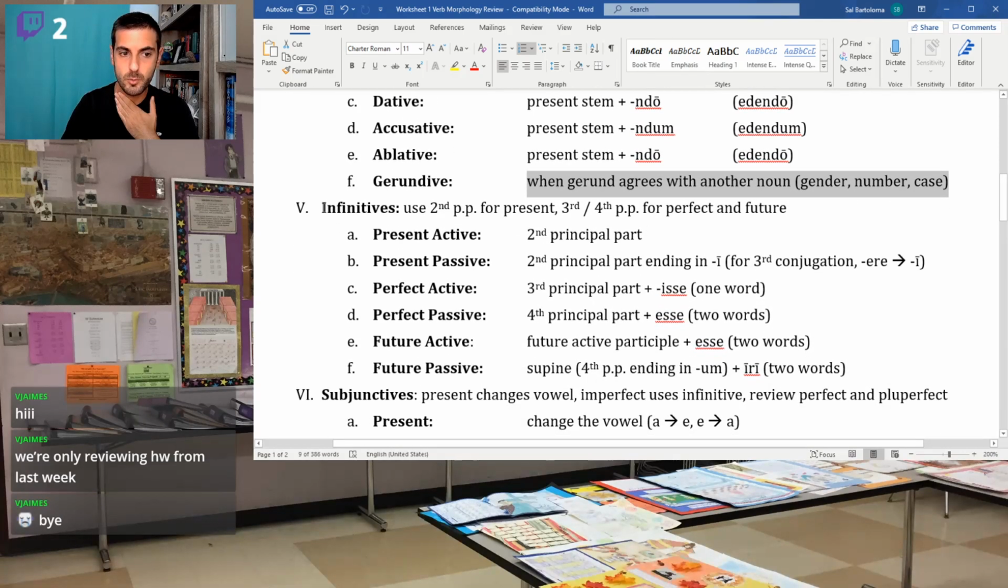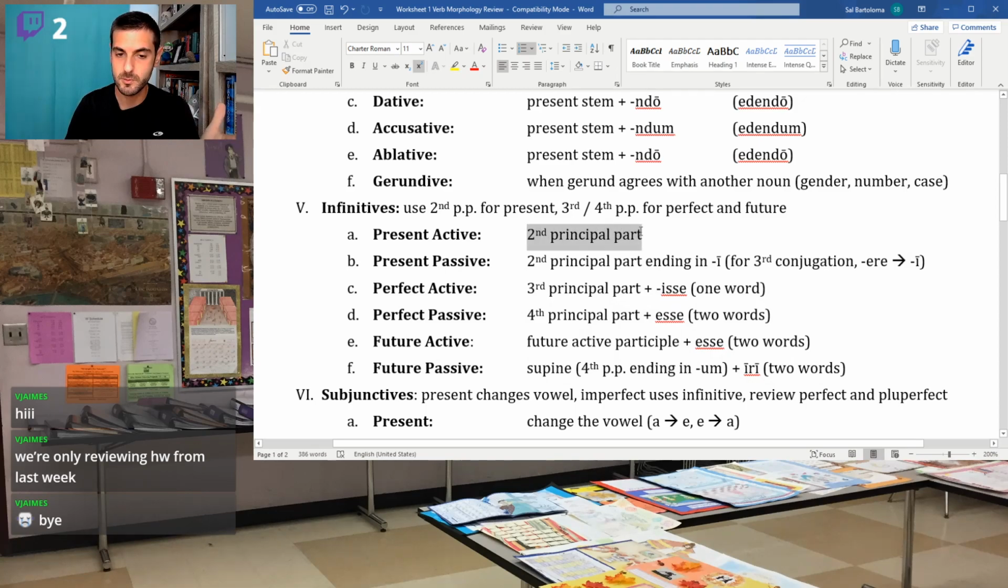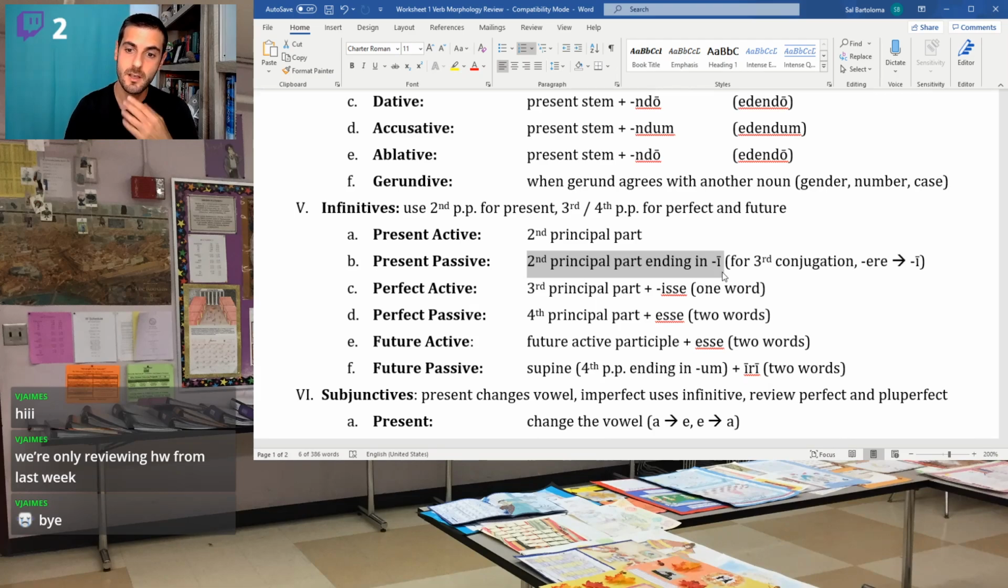Infinitives, those are most important for indirect statement, which is a concept that we're going to review quite a bit. The present active infinitive, the very first one that you learn, is your second principal part: are, ere, ire, whatever it happens to be. To make it passive, we change that ending. For most verbs, you're just changing the very last letter, right? So for are, you're going to make it ari. For ere, you're going to make it eri. Third conjugation, the whole ere goes away, and it's just replaced with an i.